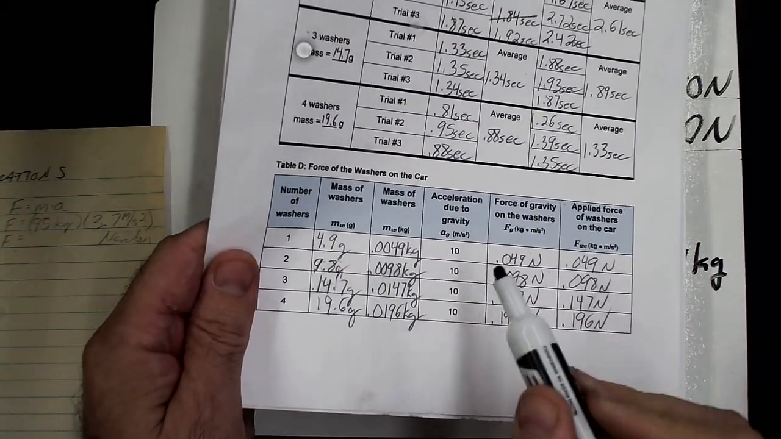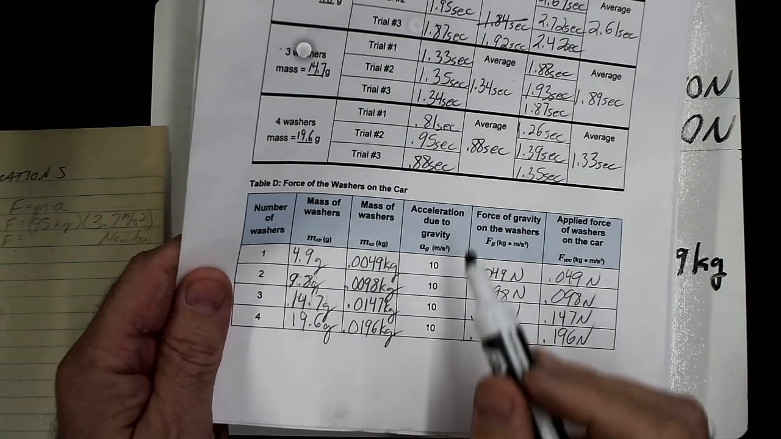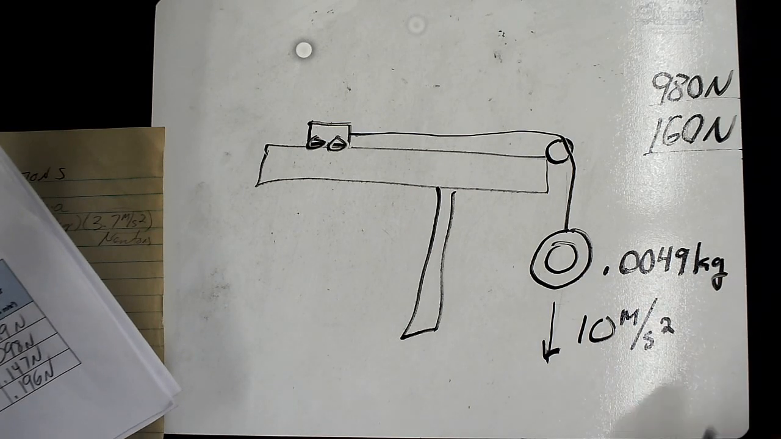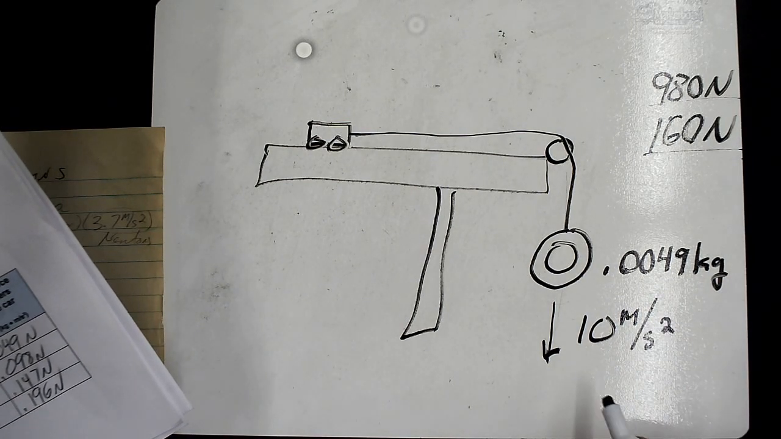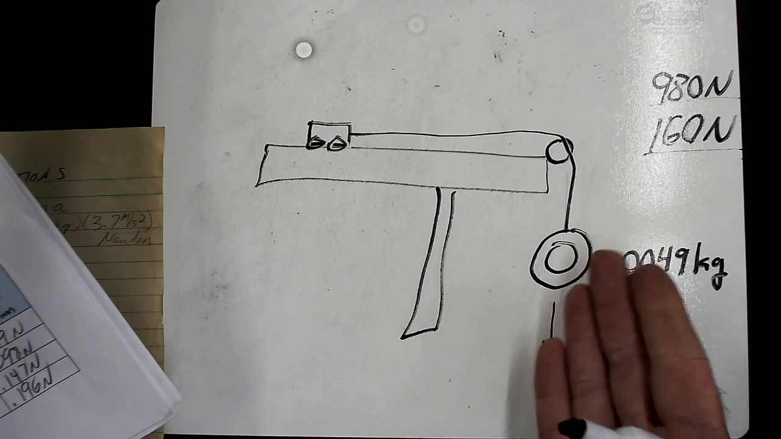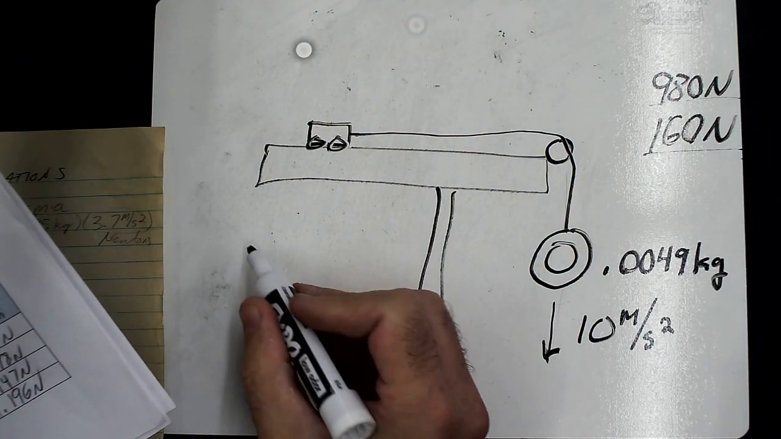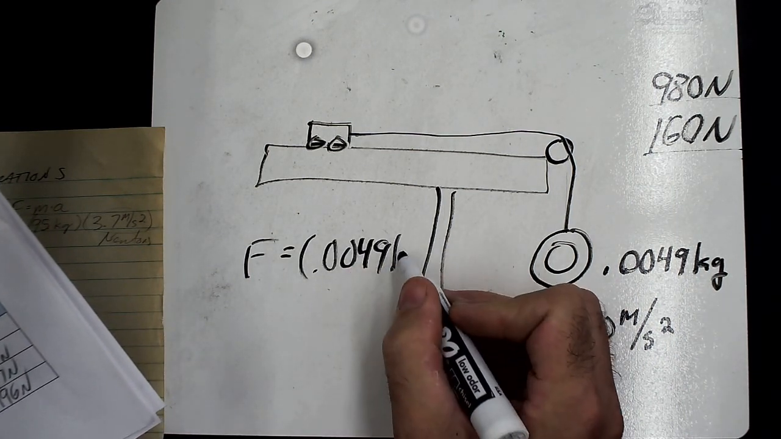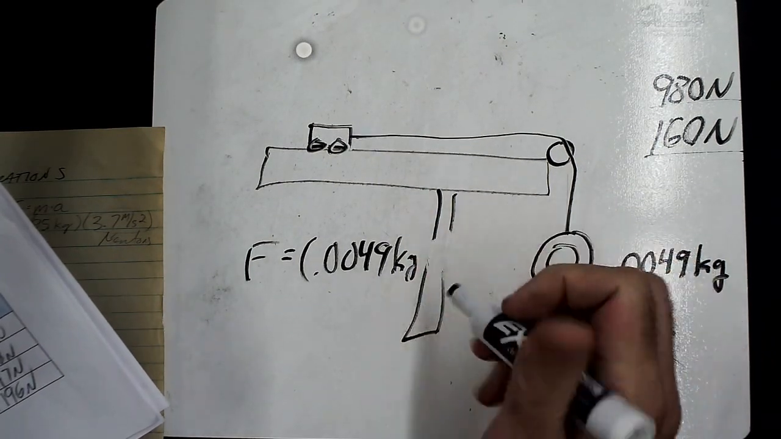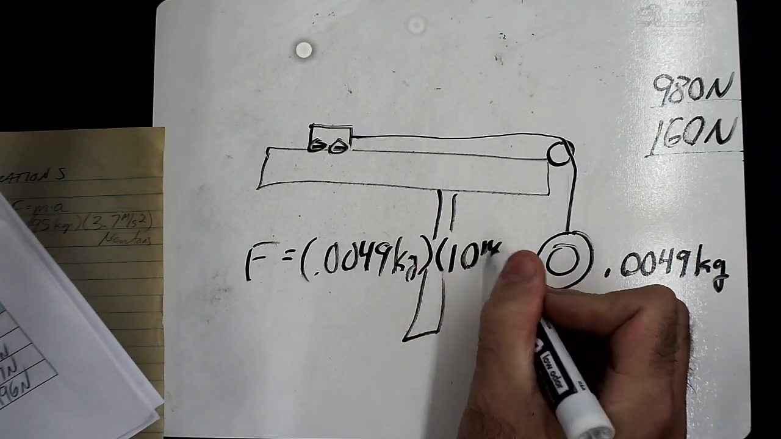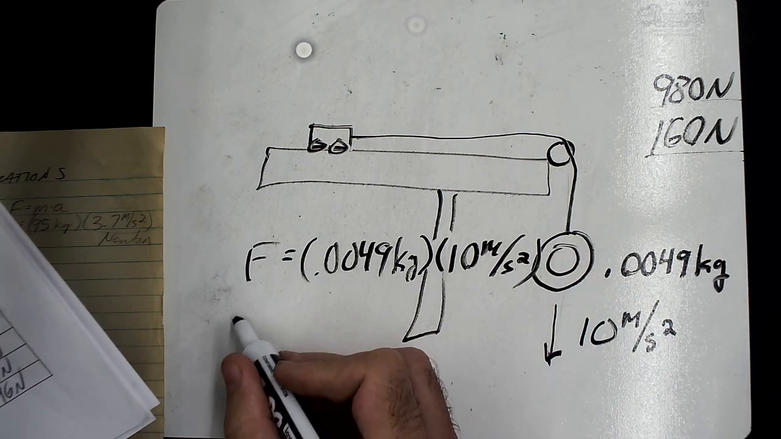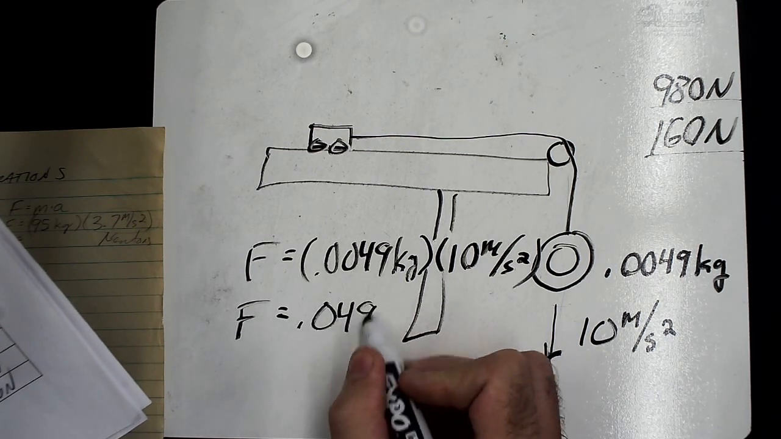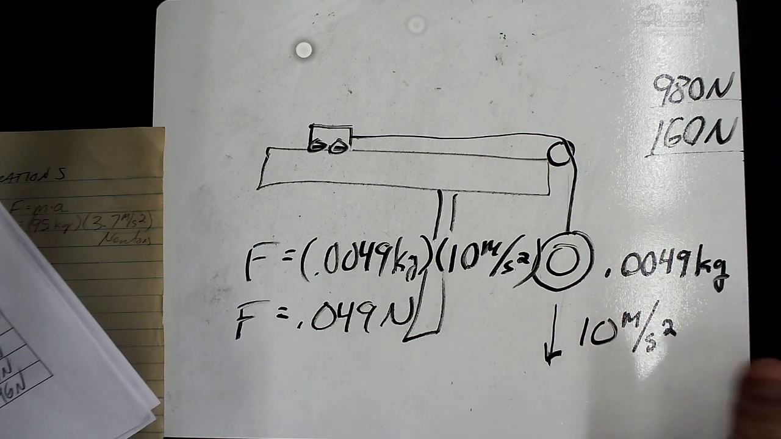They give you the number 10. Just want to make sure that you know it's not 10, it's actually 9.8, but they're giving you 10. The acceleration is 10 meters per second squared. So we're going to calculate the force, how much the washer weighs and how much it's pulling down. That's pretty simple. Force equals mass, which is 0.0049 in this situation, times 10, which is nice because it makes the numbers nice, equals 0.049 newtons.